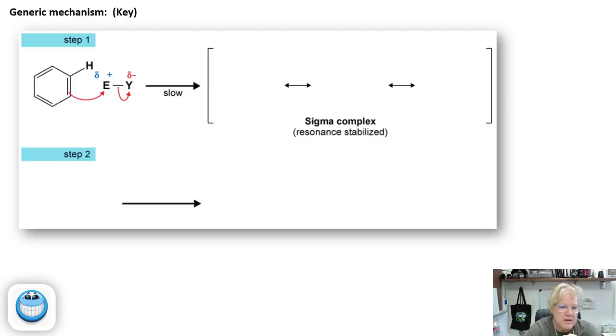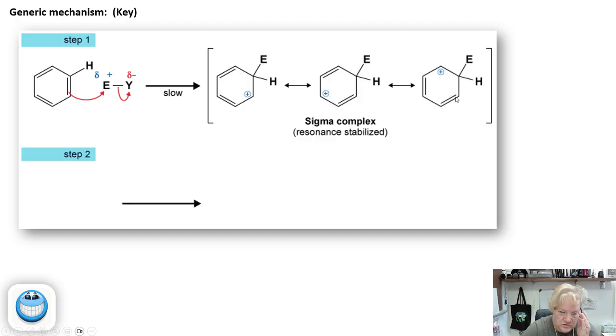This is our key generic mechanism. So we have some kind of an electrophile having electron density put into the electrophile. This part is slow. We form a carbocation, but this is a sigma complex that is stabilized through resonance. If we remember our arrow pushing, we can push, and we can form these 3 resonance structures. And the more resonance forms that we have to distribute that positive charge and make it feel less egregious, the better off and more stabilized we can get. So we have this stabilized complex.